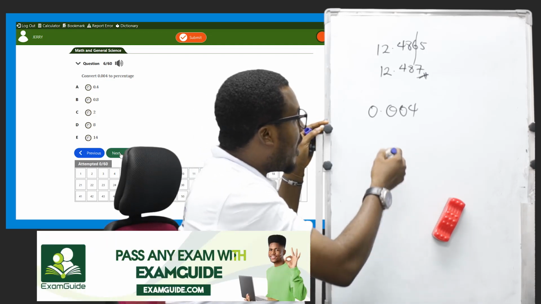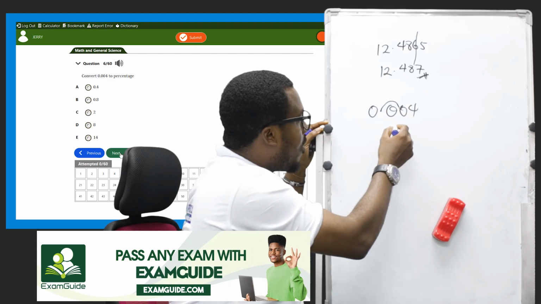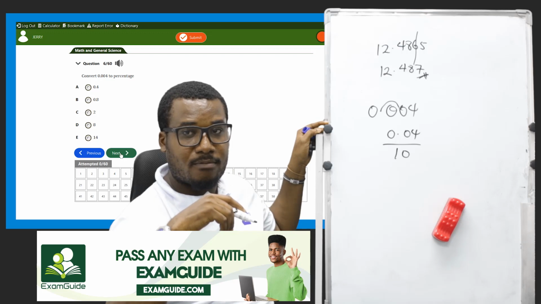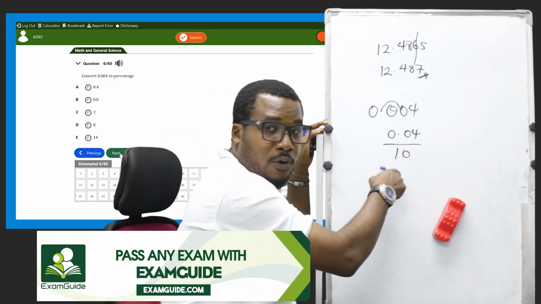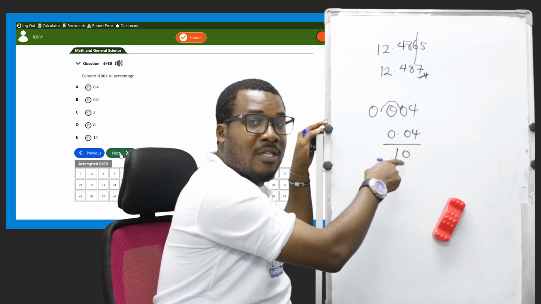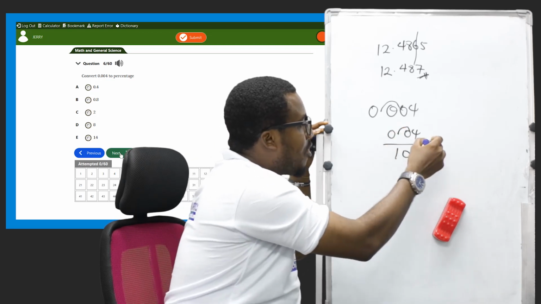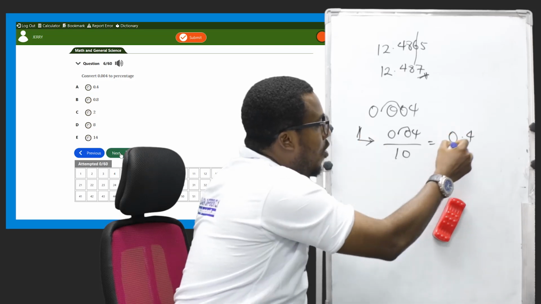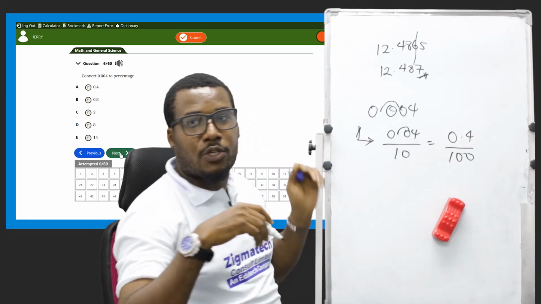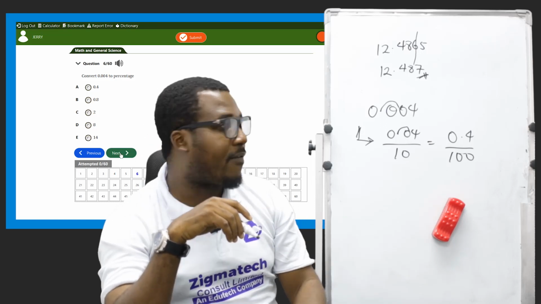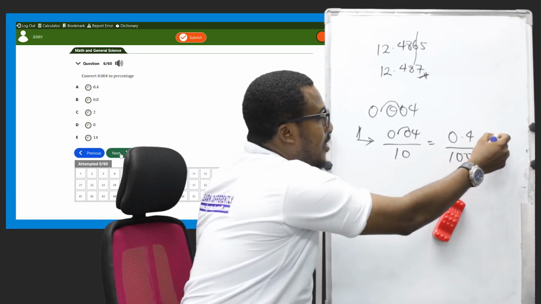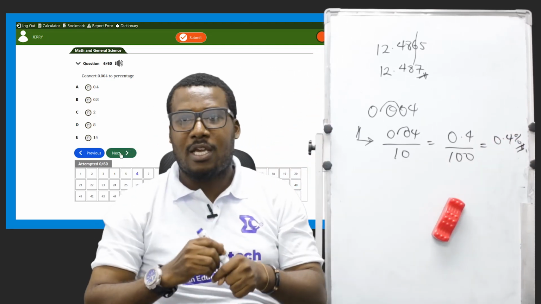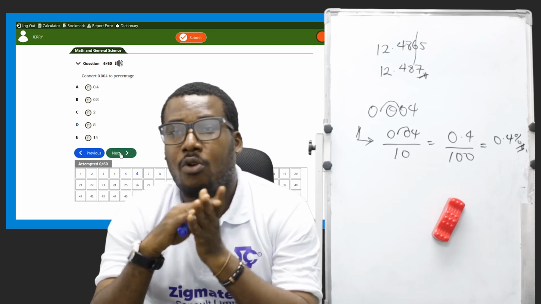Now to get over 100, we move one and we have 0.04 over 10. Now we've gotten over 10, a fraction. There is not yet up to 100. We are looking for over 100. You must get over 100. You move again and you have 0.4 over 100. Now you've gotten your 100. Thus, 0.004 can be classified as 0.4%. This is your answer. So your answer in that here is A, 0.4.